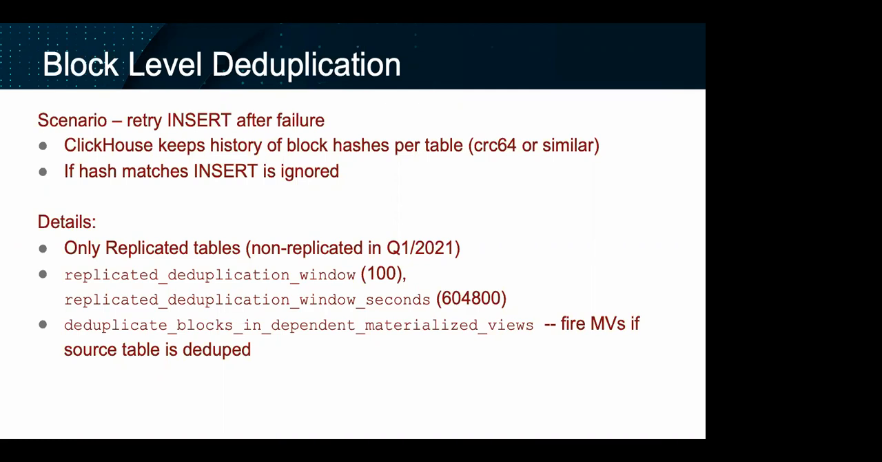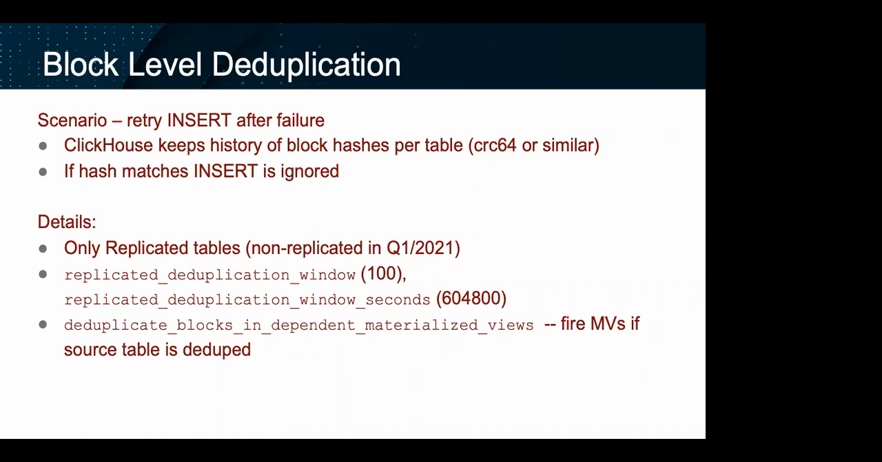This feature only works for replicated tables so far. There is a common development for non-replicated tables, and we expect it to be completed in the next quarter. For non-replicated tables, this history of block hashes will be stored locally. For replicated tables, it's stored in Zookeeper. There are several settings that control this behavior, like a deduplication window, which is 100 by default.